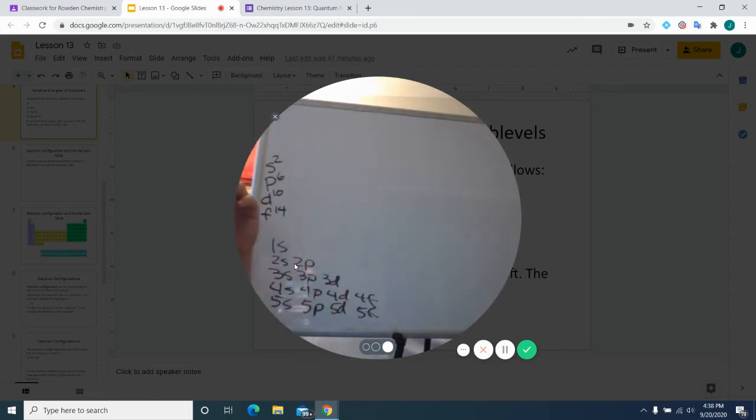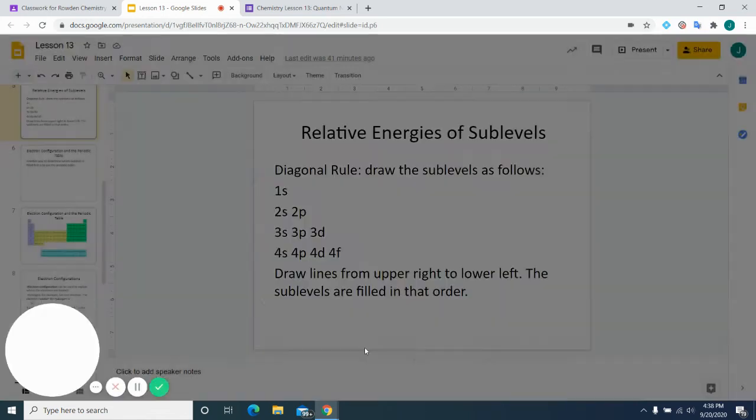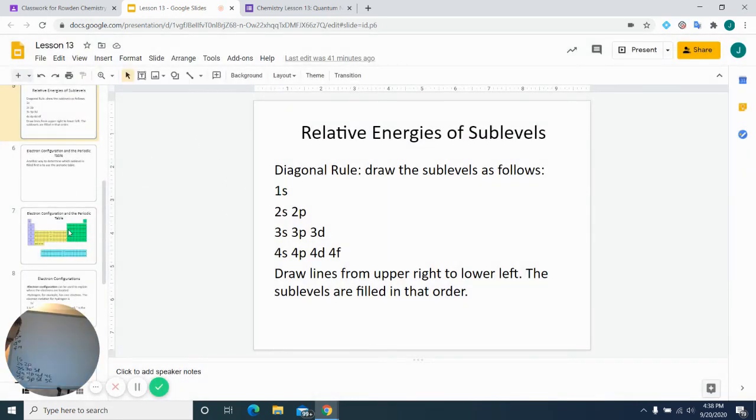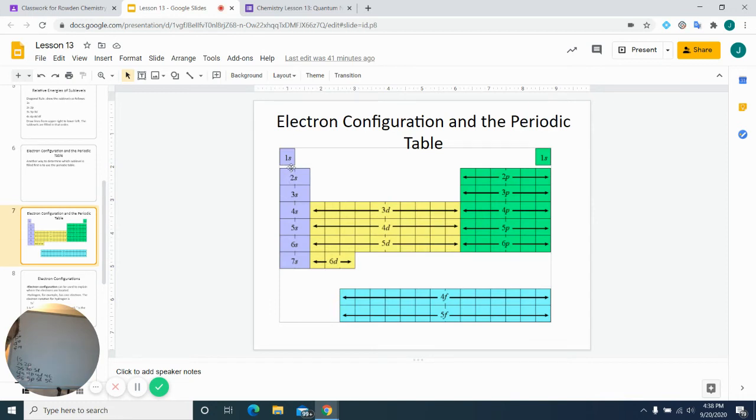I know it's a lot at once. Hopefully when I do this electron configuration here in a second, it starts to really clear up why I'm doing all this random craziness. Okay, so the last little detail before I do the problems.